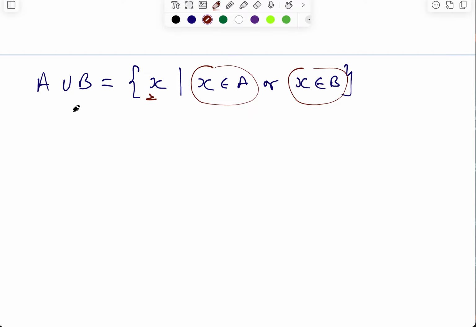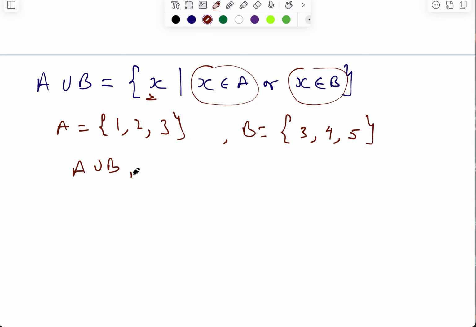Now, an example of this. Let's say we have A equals 1, 2, 3, and B, let's say it has 3, 4, 5. I'm just going to be picking these simple things. So the union of A and B is going to be 1, 2, 3, 4, 5. So this is the union of A and B.